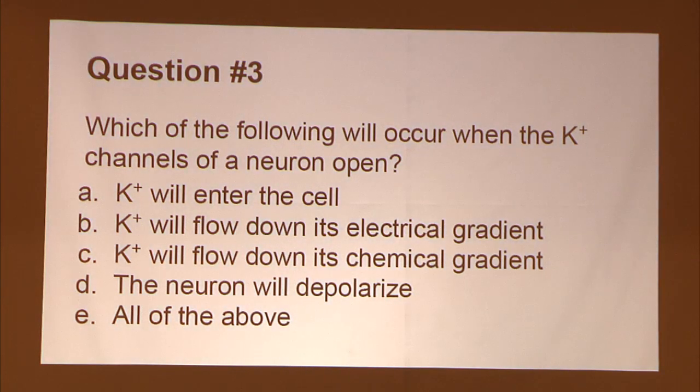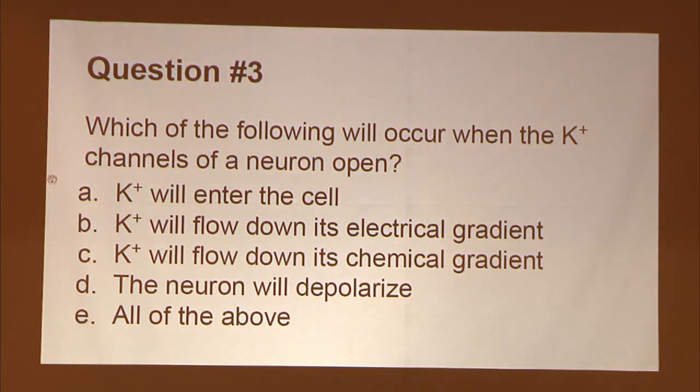It goes down its concentration gradient first, and then it will slowly be pulled backwards when it reaches equilibrium, if it gets to that point, because of the pull of its electrical gradient. Potassium does not enter the cell. It doesn't really flow down its electrical gradient, because flowing into the cell and going down its electrical gradient are the same thing. And it doesn't do that when we open potassium channels.